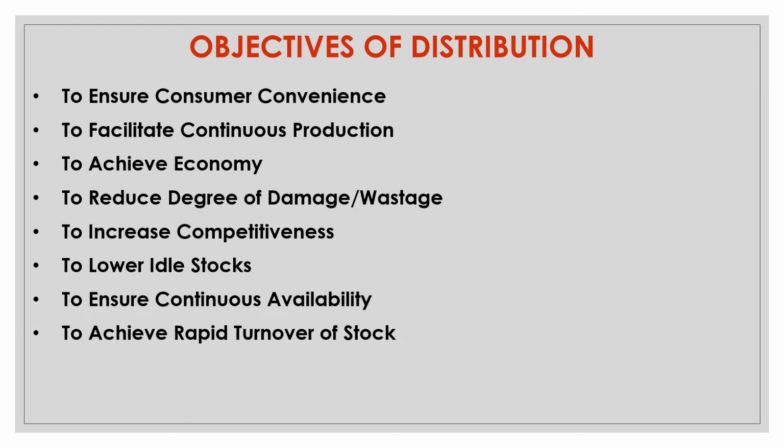And what are the objectives of distribution? What are the objectives of place, both distribution channels and physical distribution? Consumer convenience. Consumers should feel that they are getting products or services conveniently from a nearby store, from the nearby provision store or shopping mall, or from a nearby departmental store.